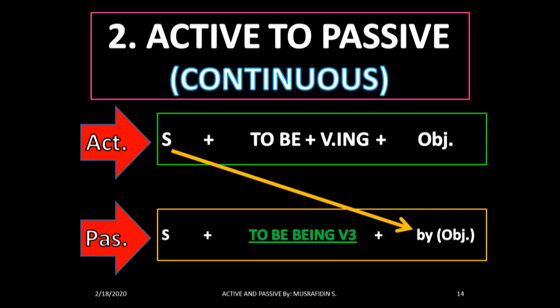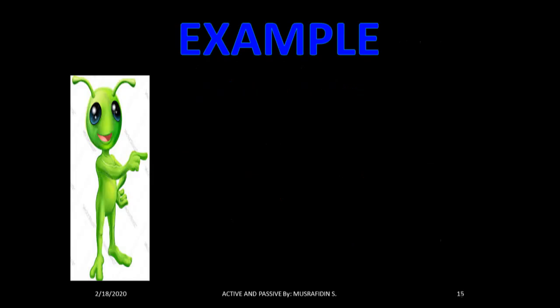subject becomes the object, object becomes the subject, and pay attention to this one, to be verb-ing becomes to be being verb 3. Once again, because this is our main focus, changing active into passive. So, for all continuous tense active, the rule is to be verb-ing, and if we convert or change this into passive, then we have to be being verb 3. Let's follow the 3 steps to understand this.